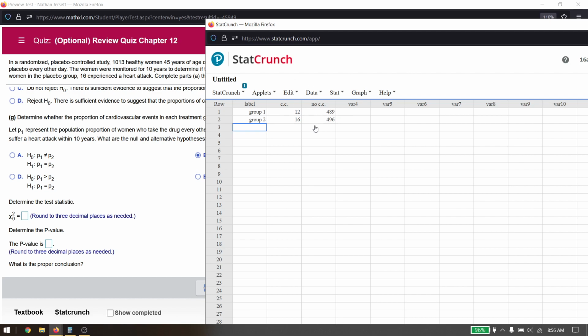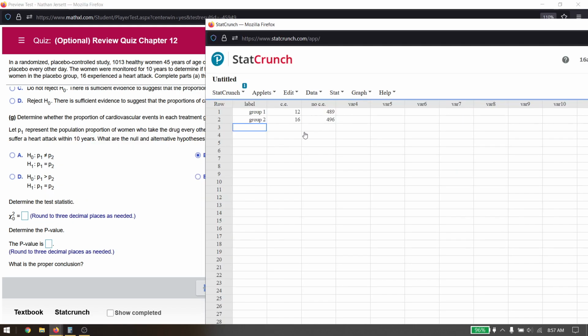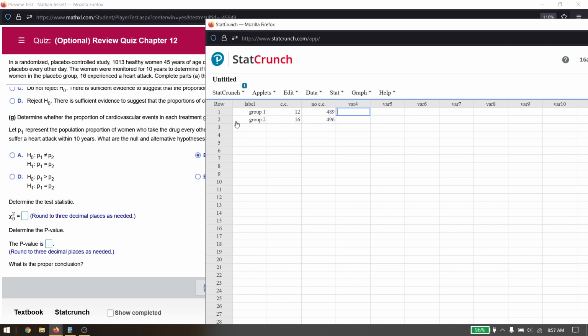Okay, so what I've done here is I've pretty much created a contingency table. I have my label group here, group 1, group 2, group 1 being the one that took the drug. 12 of them experienced a cardiovascular event. That's what CE stands for. And then the other number is those who did not experience a cardiovascular event. All I did here was subtract 12 from the 501 in that first group, and that gave me 489. I did the same thing for group 2, who took the placebo. 16 experienced a cardiovascular event, 496 did not.